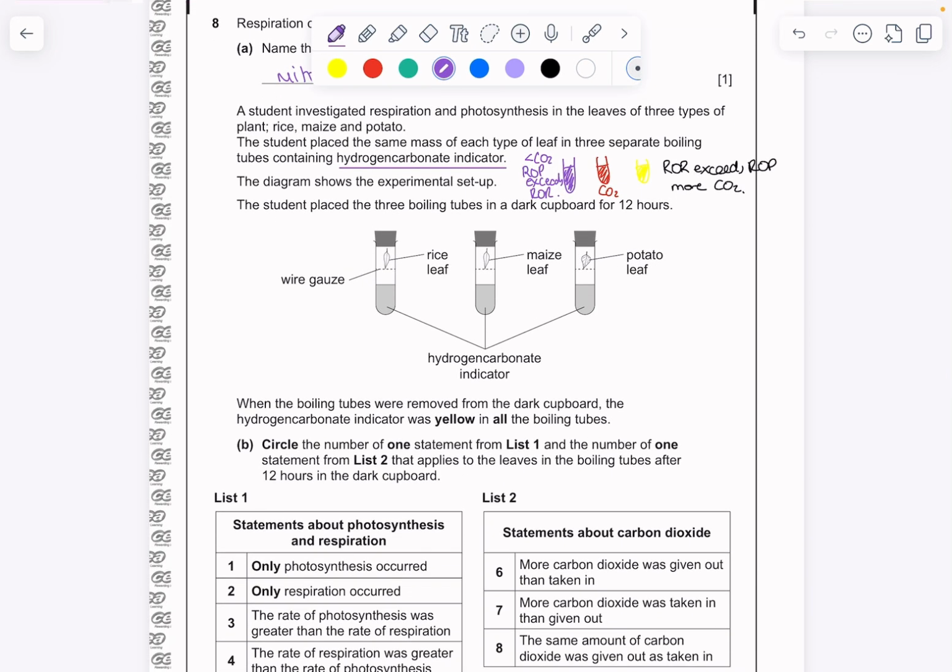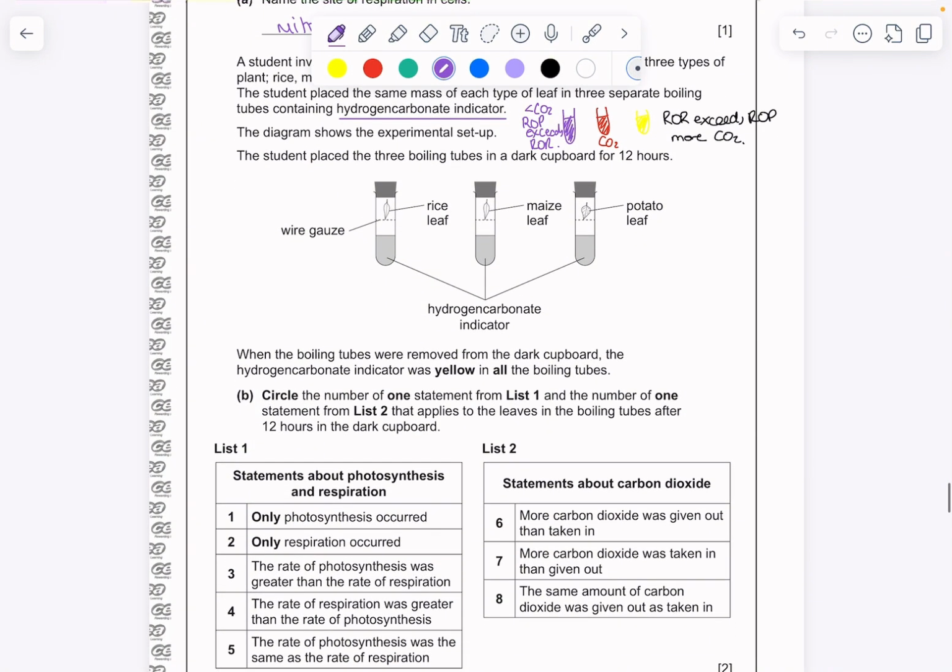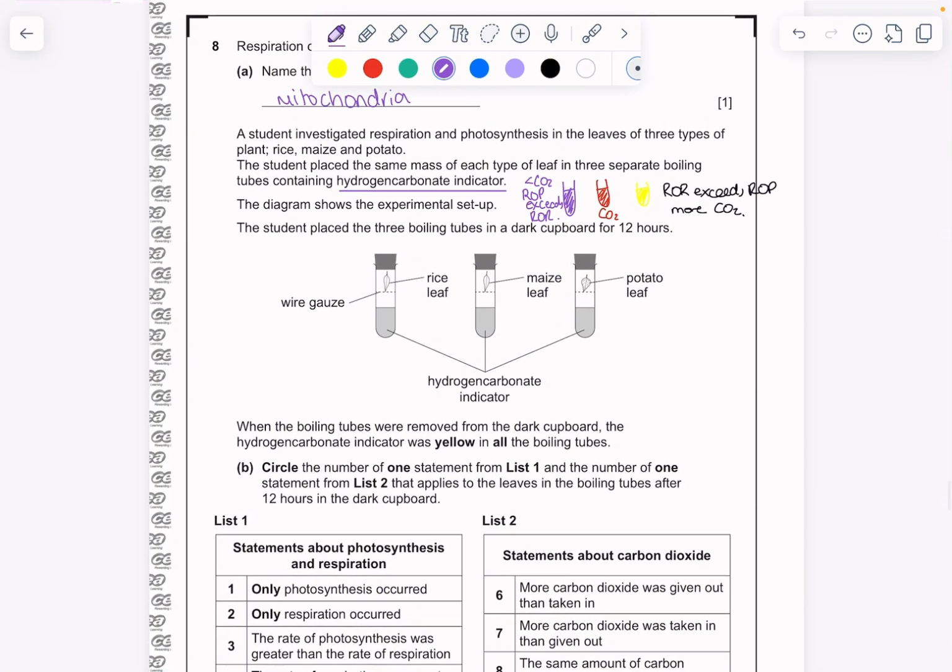The student placed 3 of the test tubes in a dark cupboard for 12 hours. If they are put in a dark cupboard, can they photosynthesize? No. When the boiling tubes were removed from the dark cupboard, the hydrogen carbonate indicator was yellow. So automatically we know that they're yellow because the rate of respiration exceeds the rate of photosynthesis. In the dark, they cannot photosynthesize.